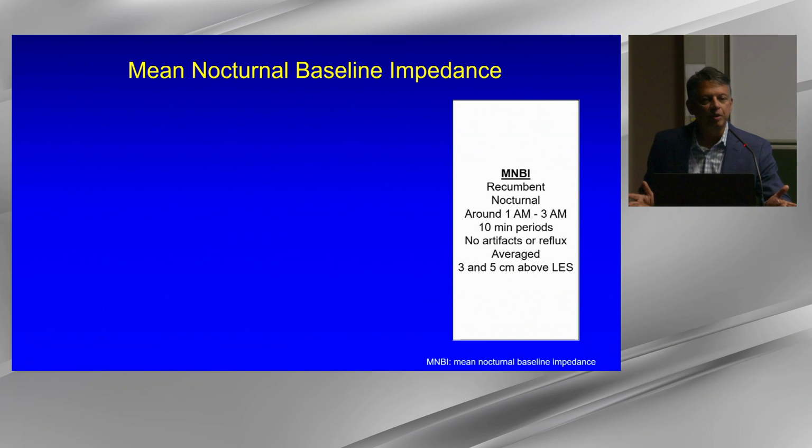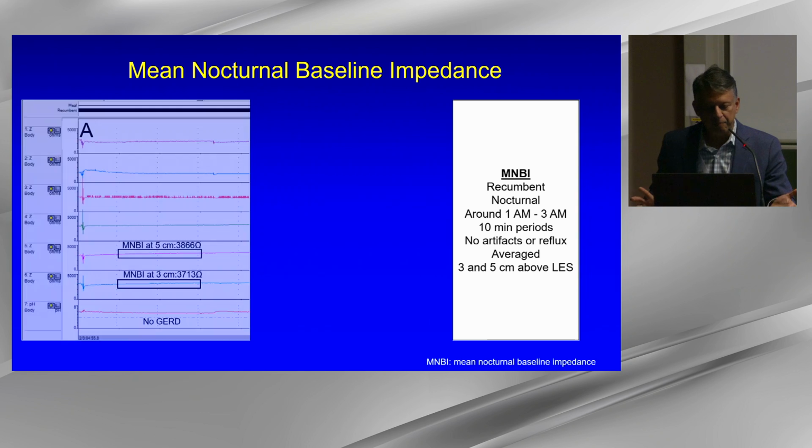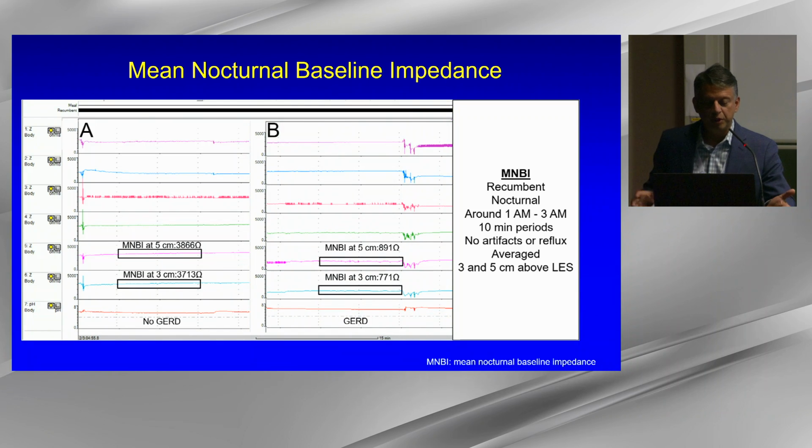So how is it traditionally measured? The original description of mean nocturnal baseline impedance involved measuring the baseline impedance in the middle of the night when there are no artifacts, 3 10-minute periods between 1 and 3 a.m. And this is one of those 3 10-minute periods at the 3 centimeter level as well as the 5 centimeter level. So here you can see that the values are in the 3,000 range, no GERD. And this is a patient with reflux, with presumed reflux-related injury. You can see that the baseline impedance here is below 1,000.